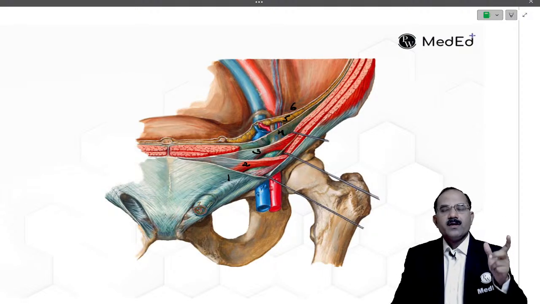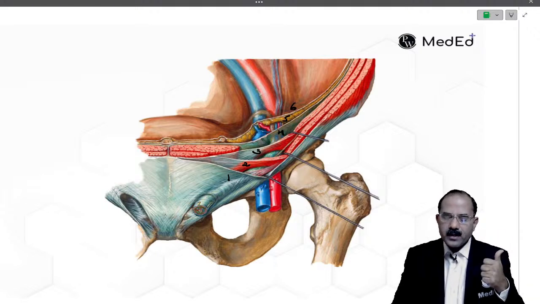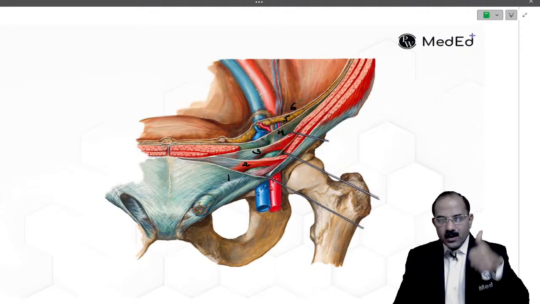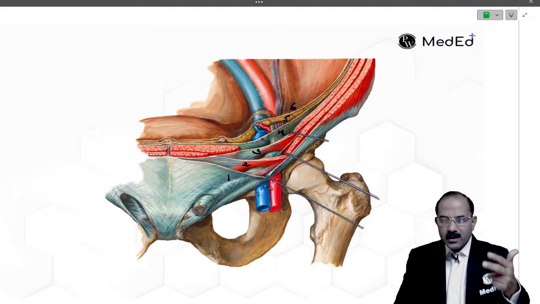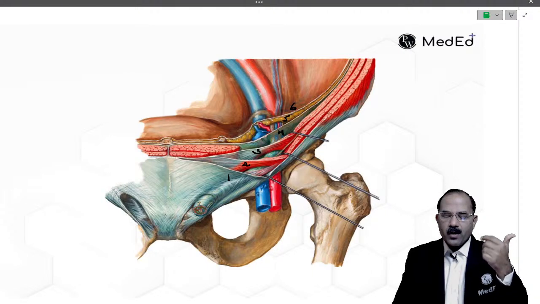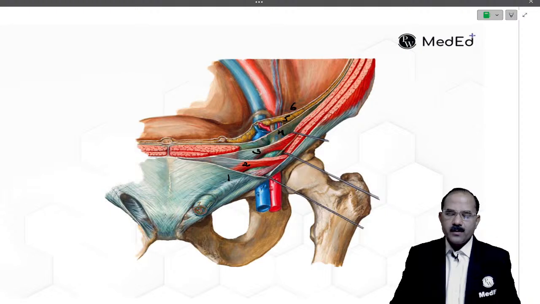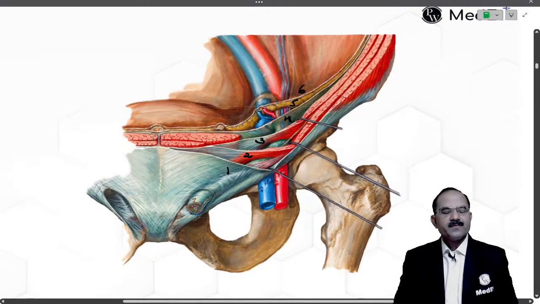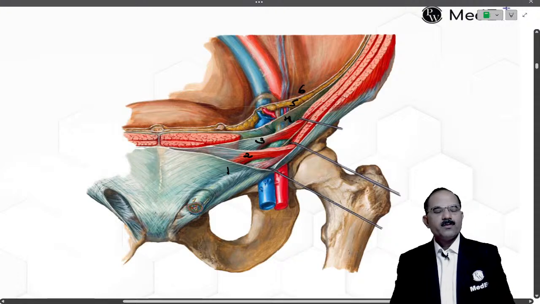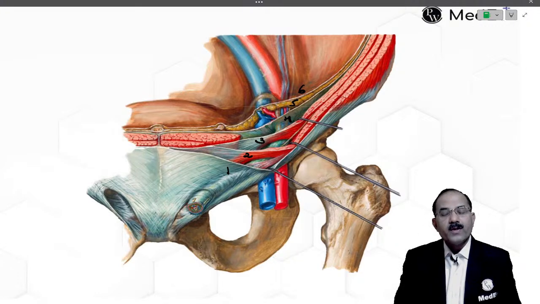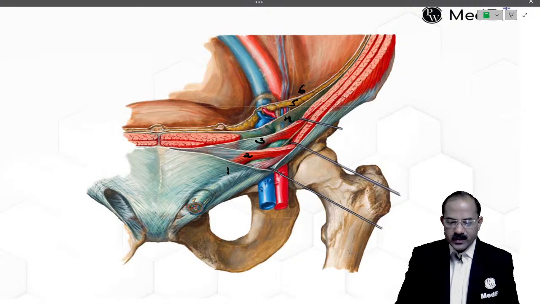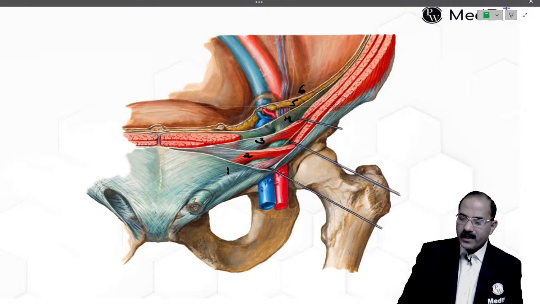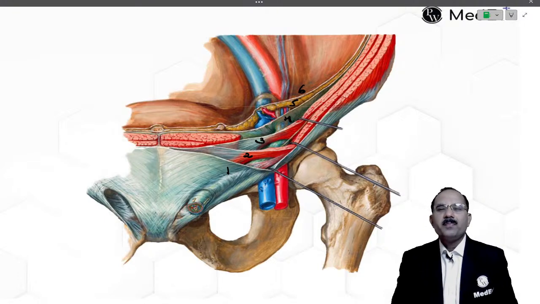Number 2 is the internal oblique. Number 3 is the transverse abdominis, right? So external oblique aponeurosis, internal oblique, third is the transverse abdominis. What is number 4? Number 4 is the fascia transversalis. Number 5 is the extraperitoneal fat. And number 6 is the peritoneum.